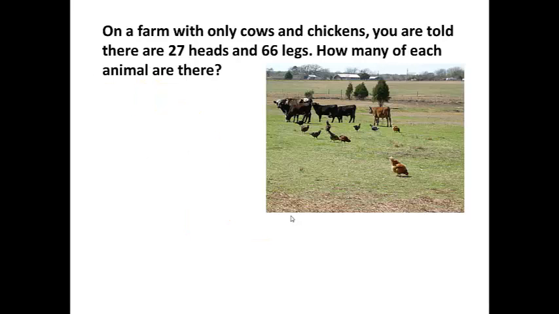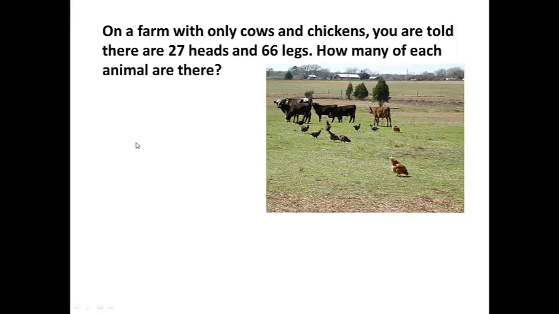All right, so let's go back to this problem. On a farm with only cows and chickens, you're told that there are 27 heads and 66 legs. How many of each animal are there? Did you figure a way to make this work? A lot of you will do this with a guess and check, but let's just use what we just did. Now, I'm going to set this up algebraically.